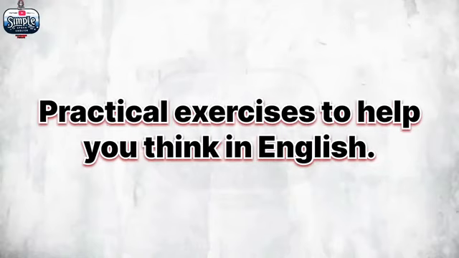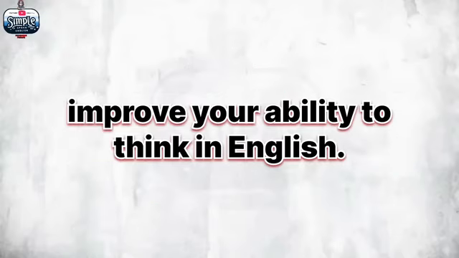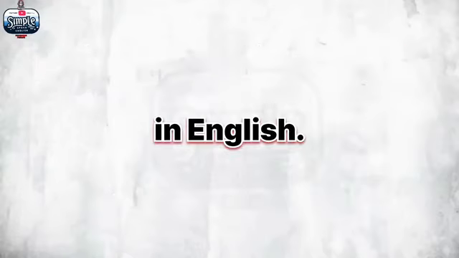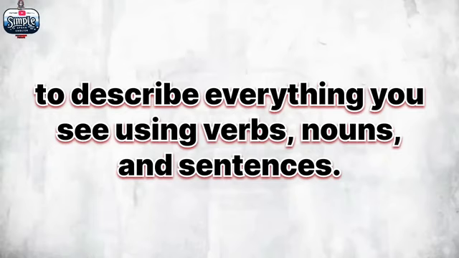Practical exercises to help you think in English. Now that you've learned the 4 stages, here are some practical exercises you can do to improve your ability to think in English. 1. Daily observations. Spend 10-15 minutes each day observing your surroundings and describing them in English. Whether you're on the bus, at the park, or walking through your neighborhood, challenge yourself to describe everything you see using verbs, nouns, and sentences.